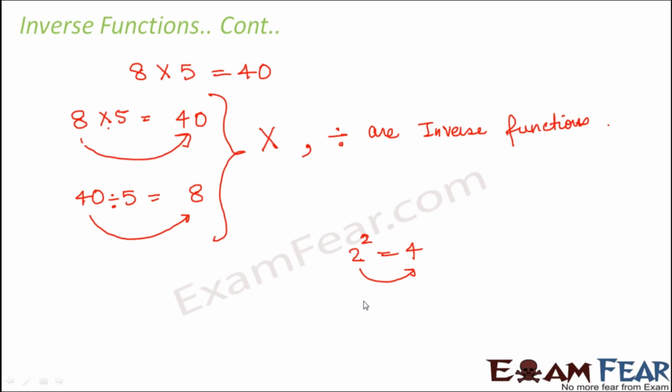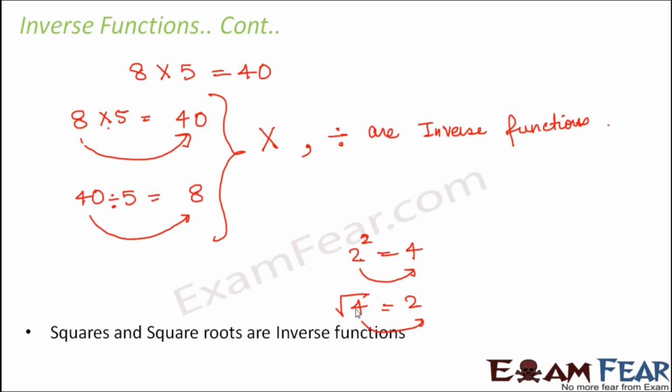Now if I tell you that I want to get 2 from 4, what should I do to 4 such that I get 2? This time you need a new operation, and that new operation is square root. So square root and squares are inverse functions.